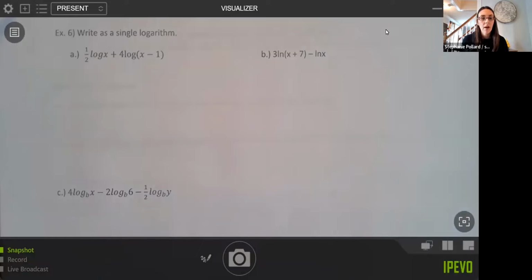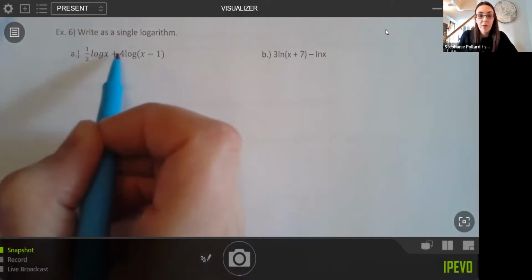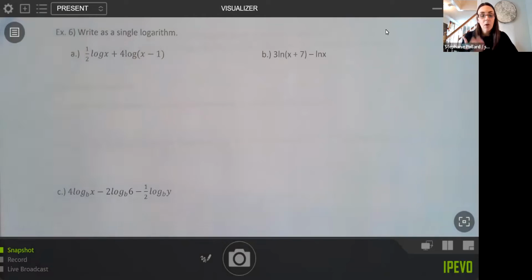So here I have 1/2 log x plus 4 log x minus 1. If there's no base written in, remember it's base 10. So these do have the same base, which means that it is possible for me to put things back together. Now, this one's a little bit harder because I do have these extra coefficients out front. And when I have those coefficients out front, they refer to powers.